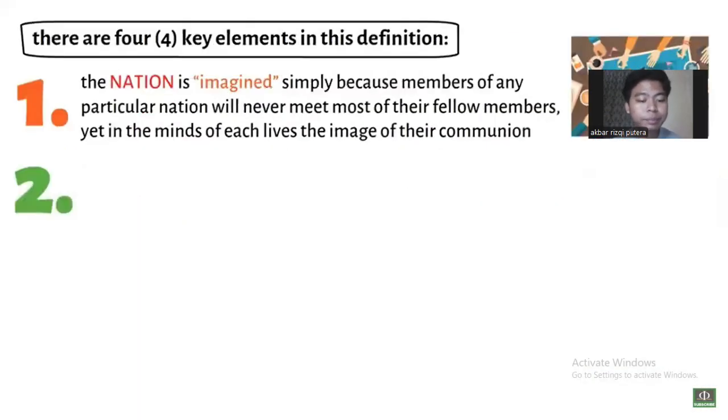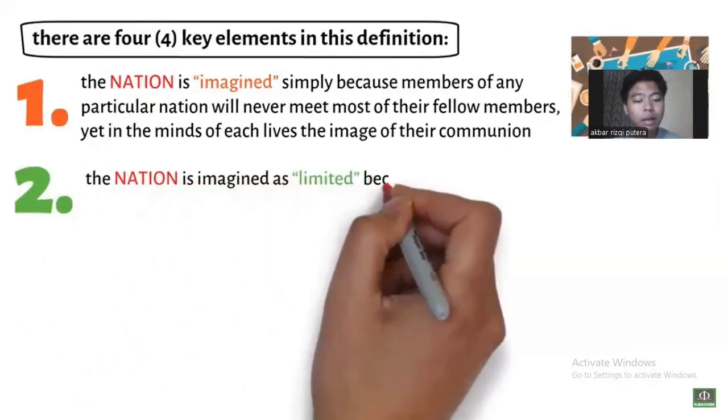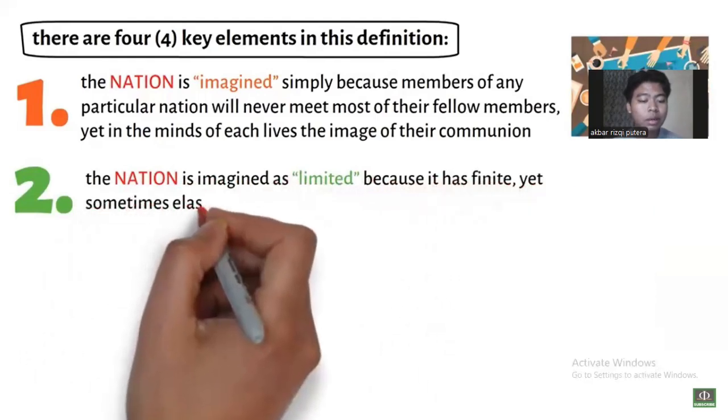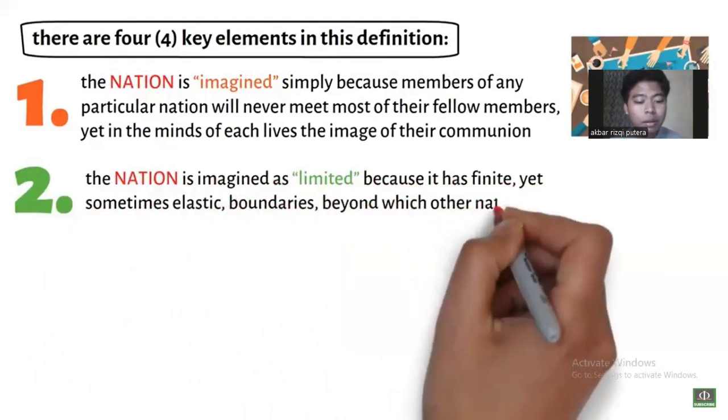Second, the nation is imagined as limited because it has finite, yet sometimes elastic, boundaries, beyond which other nations lie.